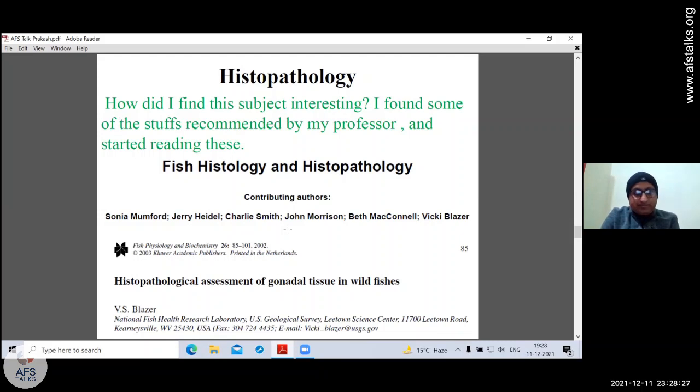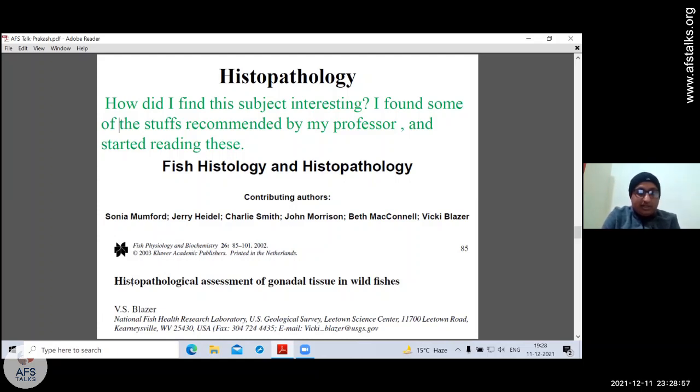So I got to see this book, Histology and Histopathology. If some students or faculty are interested in studying histology and histopathology and incorporating this tool in their research, they can follow some of the books which I have mentioned here. And these are the books I got inspired by to work on these tools of histology.